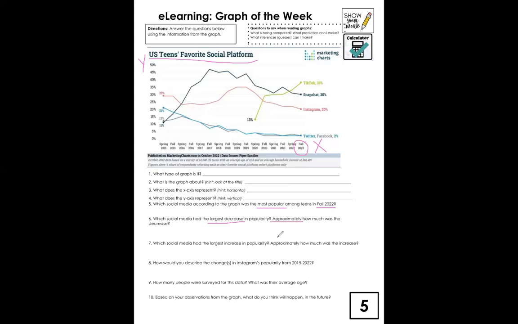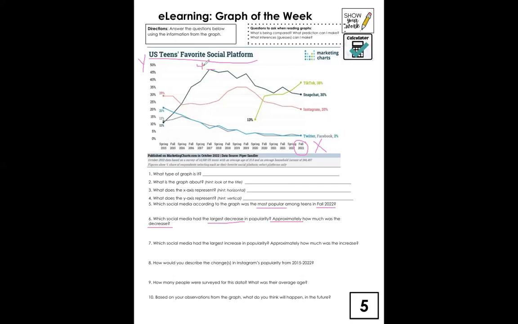Which social media went down the most in popularity? And about or approximately how much was that decrease? So I'm looking at the graph, I'm looking at what were the highest points for different social media and how far did they go down? So if I'm looking, TikTok is only going up, so that's not going to have the largest decrease. I'm looking at Snapchat, it's going up and it hits a high point right here, maybe at 47%, but then it drops down to 30%.